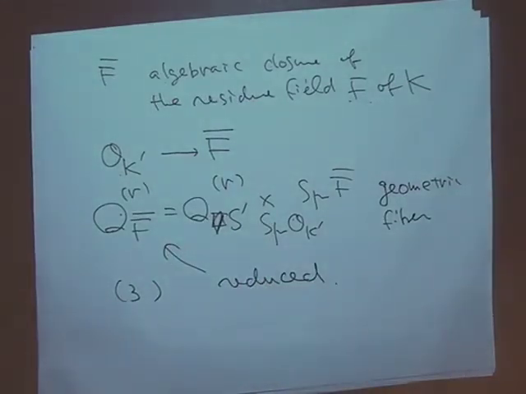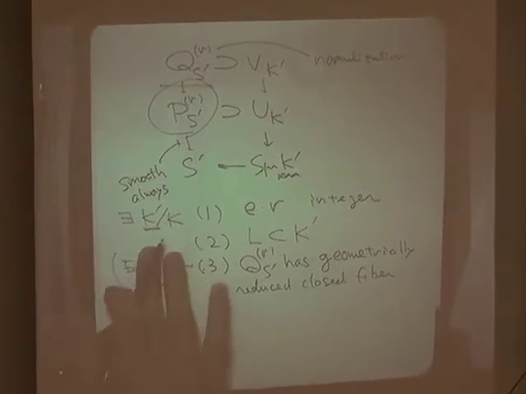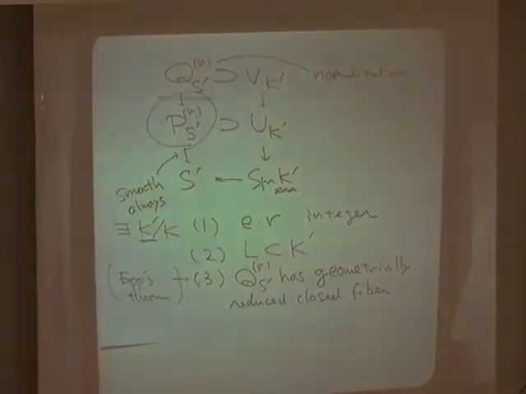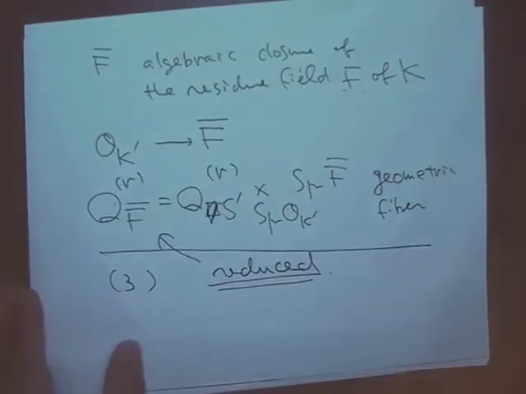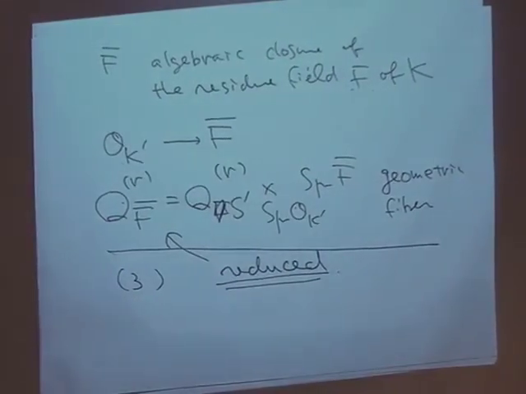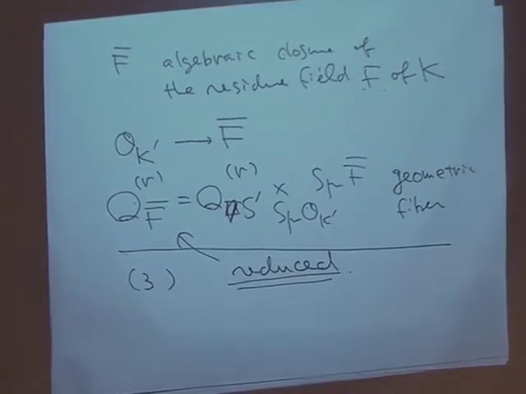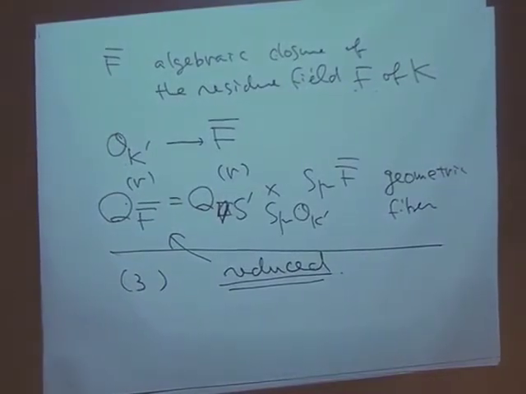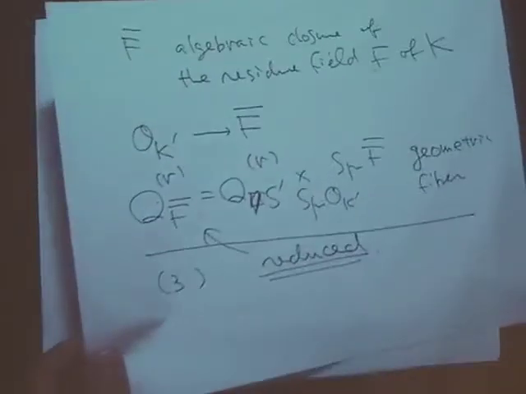So this theorem tells us that if we take this K prime sufficiently large, then this geometric fiber will be reduced. So we can find such a sufficiently large finite extension. Okay.